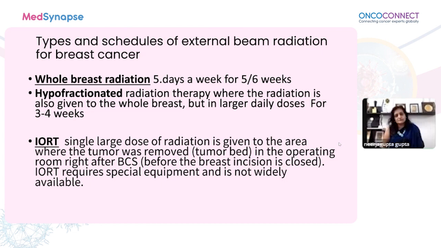As for the schedules and the various types of whole breast radiation, the conventional radiation is 5 days a week for 5 weeks, and hypofractionated is a little less, where you give larger doses and accommodate them in a span of 3 weeks. But this has to be a select patient who is elderly and node negative, and again a favorable luminal type. IORT means intraoperative.